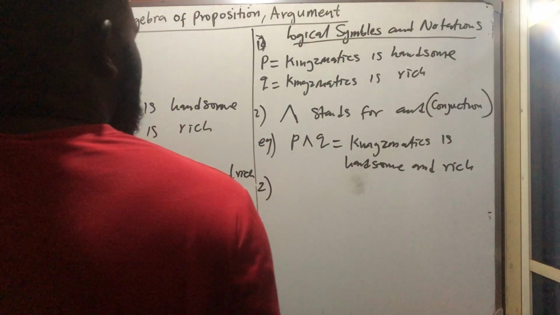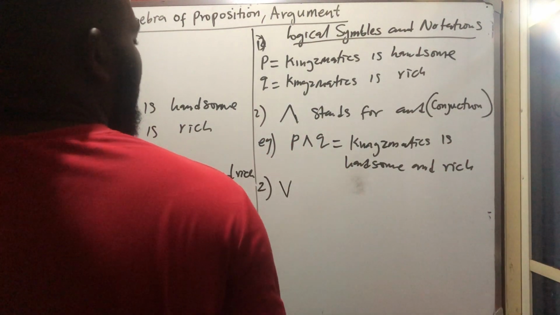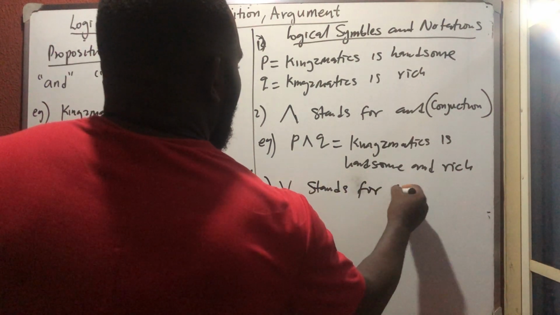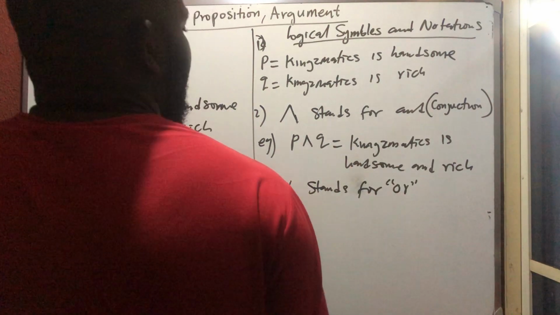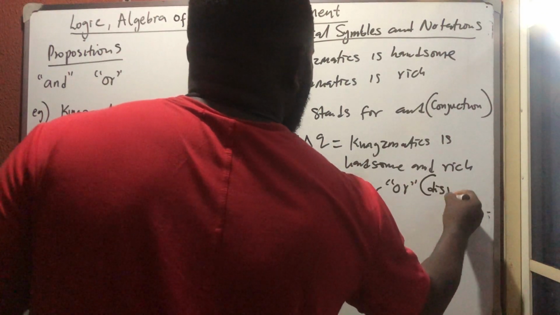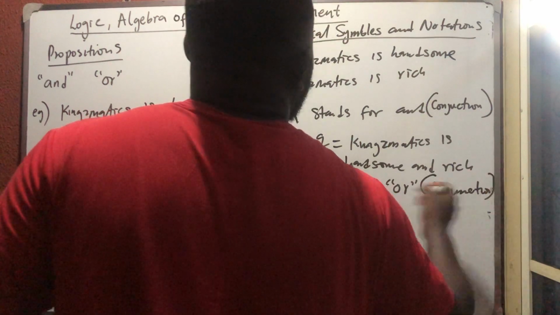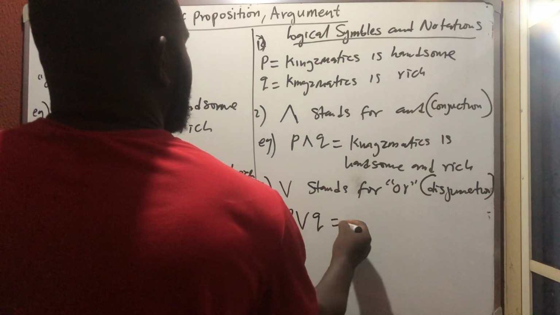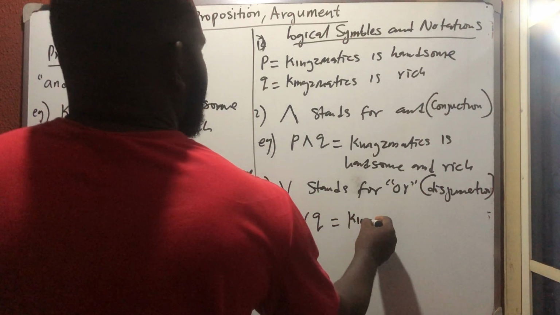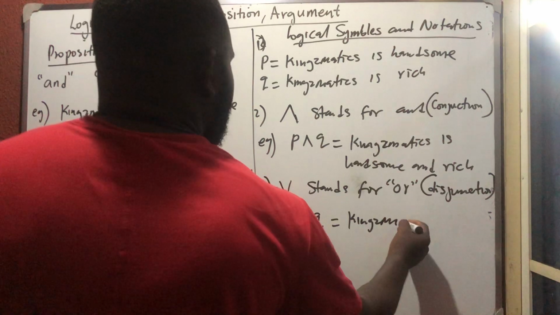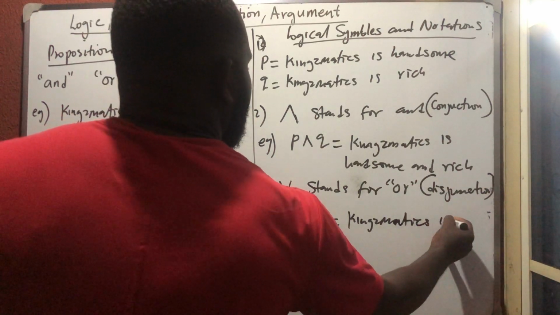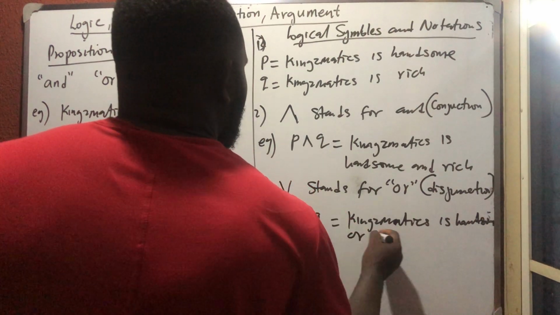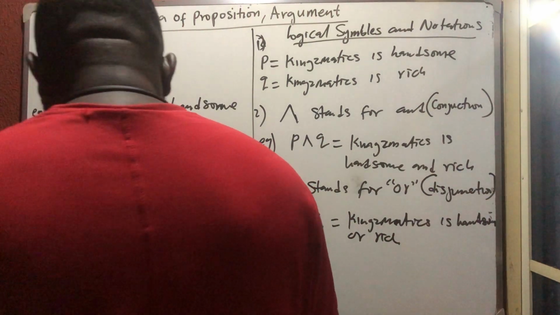Okay, then the next one is we use this one to stand for or. This one stands for or, and it's called disjunction. So if I say P disjunction Q, it means that Kingsmatics is handsome or rich. Remember, we are still using this example. Okay, so that is that.